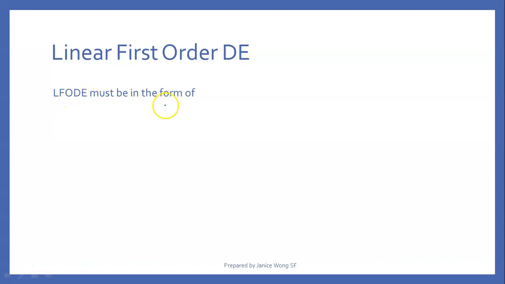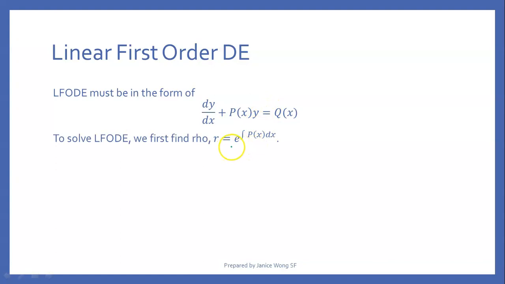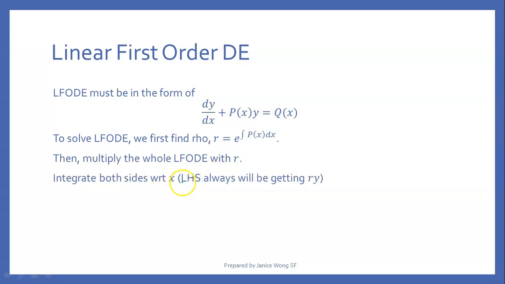First, if the first-order differential equation can be written in the form of dy over dx plus p(x)y equals q(x), this means it is a linear first-order DE. To solve it, first step, we find rho, which is equal to e to the power of integrate p(x) dx. In the second step, we multiply the whole differential equation with rho and integrate with respect to x both sides.